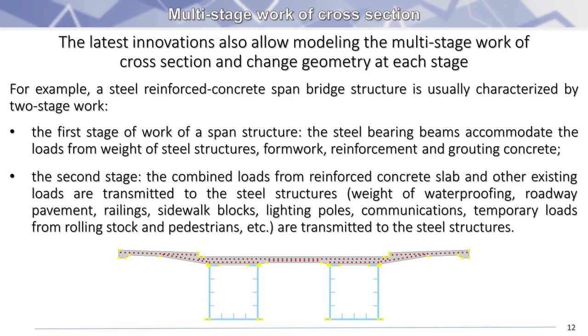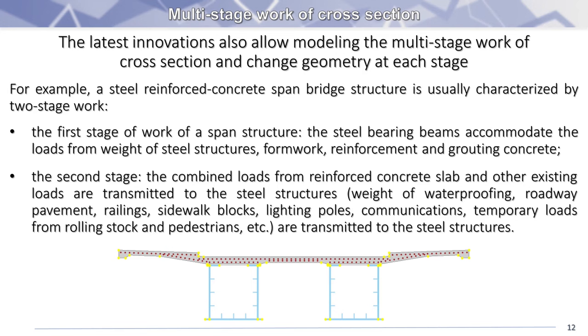The latest innovations also allow modeling the multi-stage work of cross-section and change geometry at each stage. For example, a steel-reinforced concrete span bridge structure is usually characterized by two-stage work. At the first stage of work of a span structure, the steel bearing beams accommodate the loads from the weight of steel structures, form rock, reinforcement and grouting concrete.